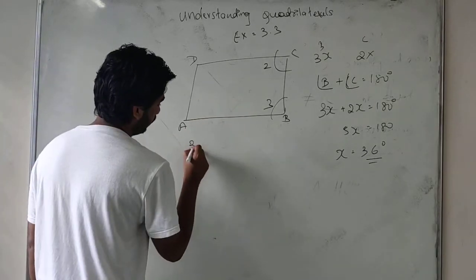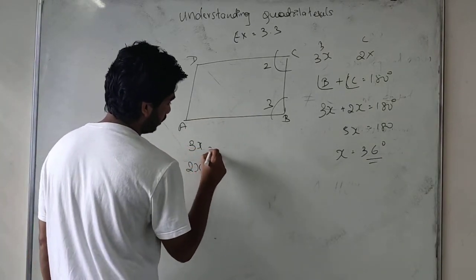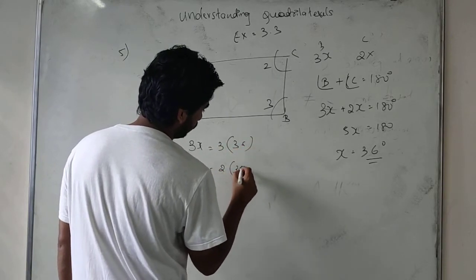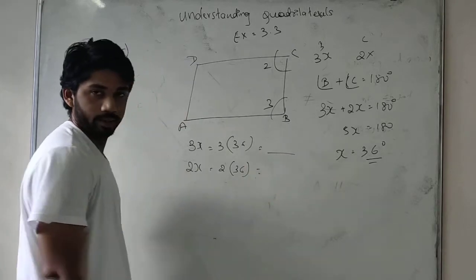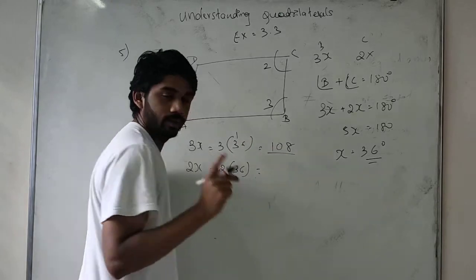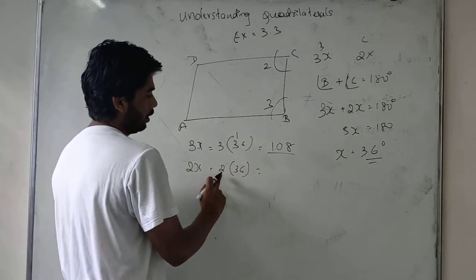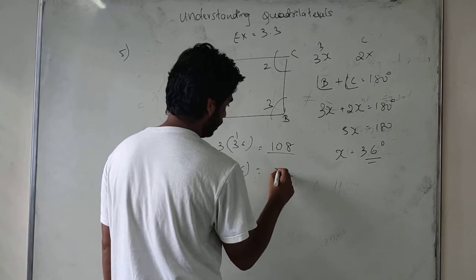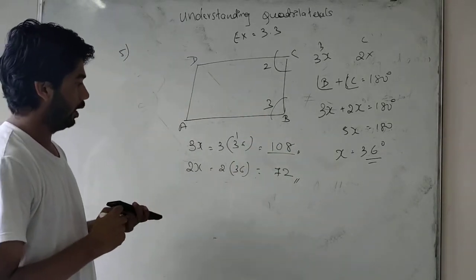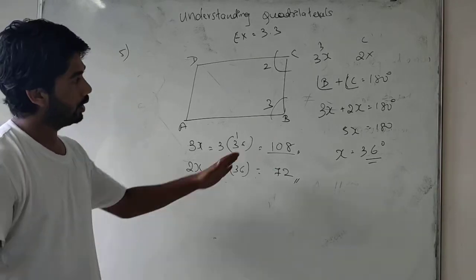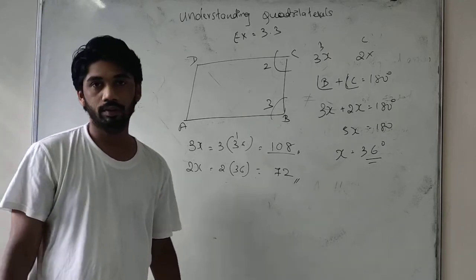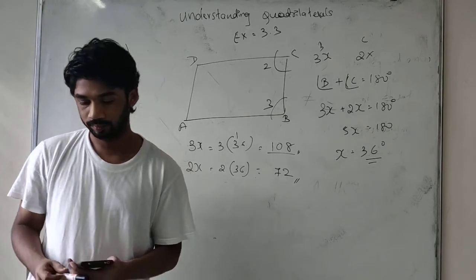From here I can take 3x and 2x, that is 3 times 36 and 2 times 36. So this is the required solution. 3 times 36 is 108, so one angle, 3x, is 108 degrees. The second angle, 2x, is 72 degrees. In this way we have to solve this type of problem. Okay students, note it down. I'll go to the next problem.